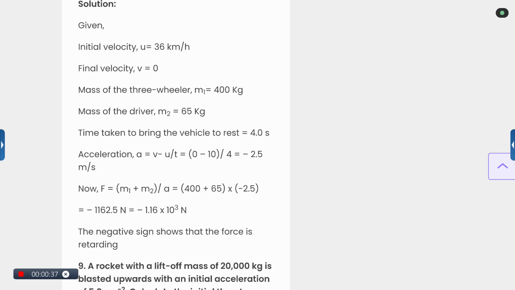What is the initial velocity given? You can go on writing. Put the question number 8 and write. Initial velocity is 36 km per hour. It comes to rest, so final velocity will be 0. Mass of the three-wheeler is given. Mass of the driver is given. Time to bring the vehicle to rest is 4. It's a direct question. Acceleration is v minus u by t. Final velocity is 0.